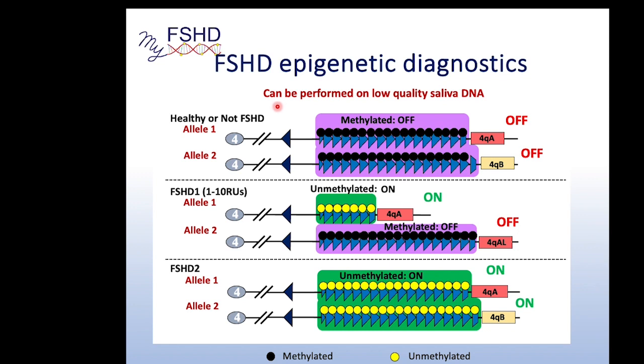And the key is it can be performed on low-quality saliva DNA, because these are all small. We're not measuring the size of the array. All we need is still 500 base pair pieces of DNA, low-quality saliva DNA that can be collected through the mail anywhere in the world, stable for years. You can actually pull DNA out of the freezer. We've assayed DNAs from the 80s that have been in the freezer for 30 years.